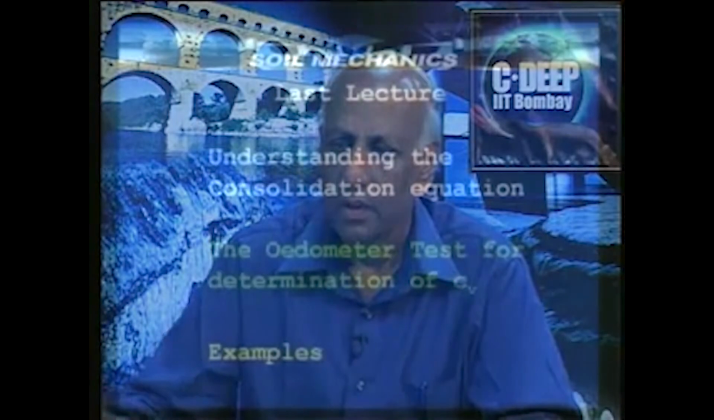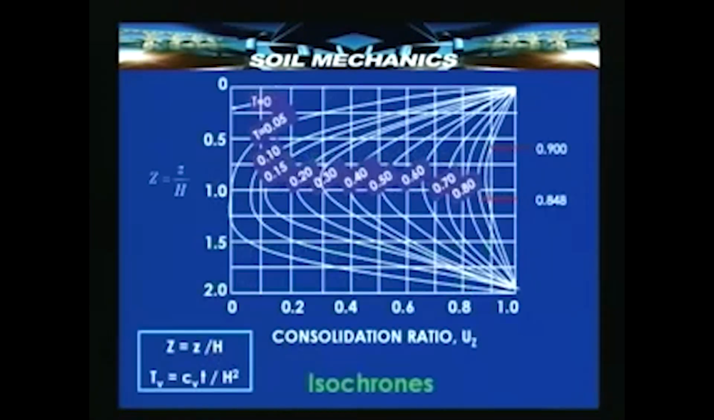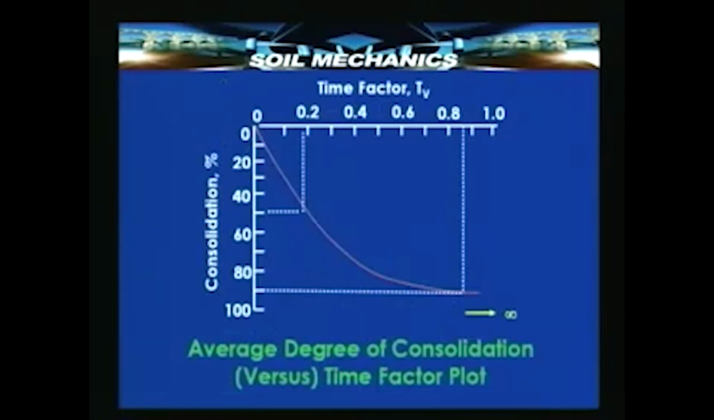Let us see the next slide. So, as I said, this is what we had a look at in the last lecture. That is, we saw what isochrones were, what the variation of excess hydrostatic pressure with respect to Z and T is in non-dimensional terms, and we saw that there are two values of capital T which are of prime importance. We saw what the average degree of consolidation is and how it varies with time.